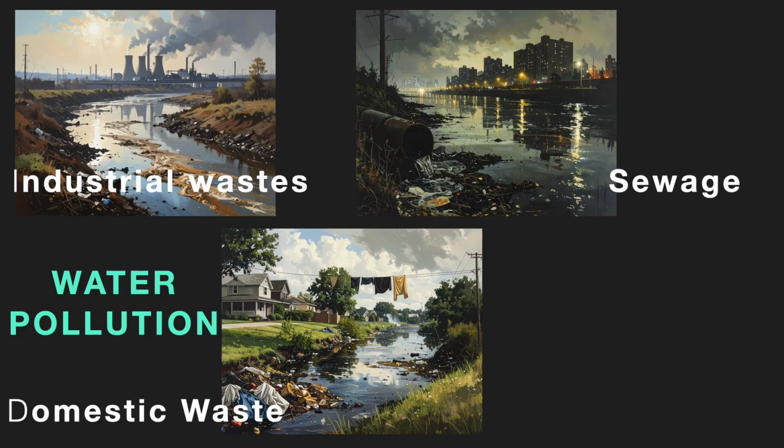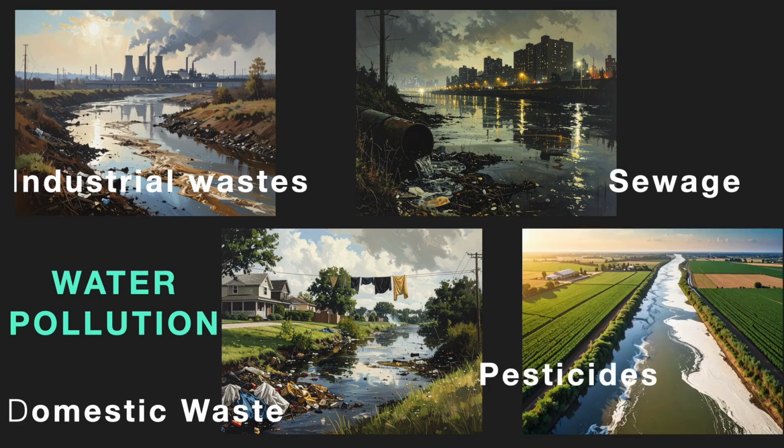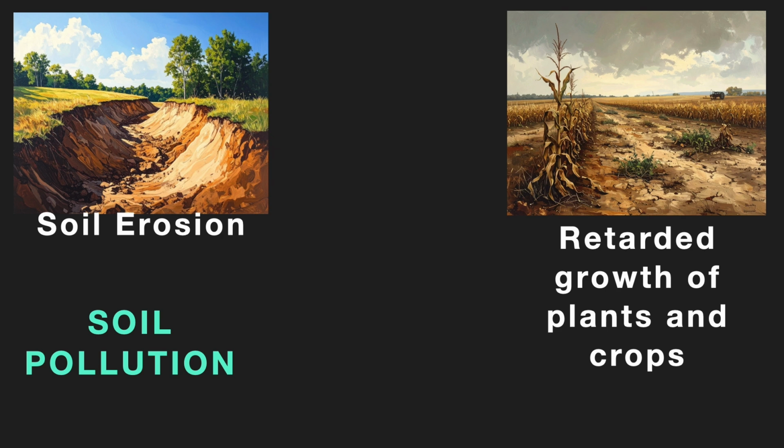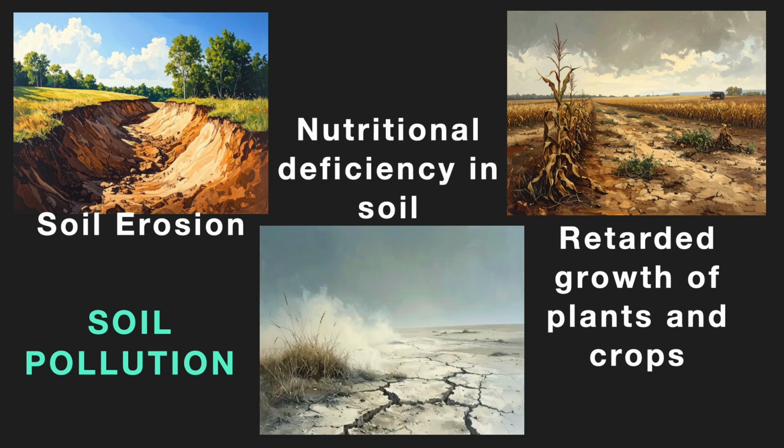For water pollution, important sources are industrial waste, domestic waste being dumped into the water, sewage being run into the river bodies, chemicals discharged from the industries, and pesticides used in agriculture. And for soil pollution, the effects we see include soil erosion, retarded growth of plants and crops, and nutritional deficiency in the soil altogether. At this point, you might ask, why is controlling pollution so important? Because controlling pollution is a key part of environmental conservation.